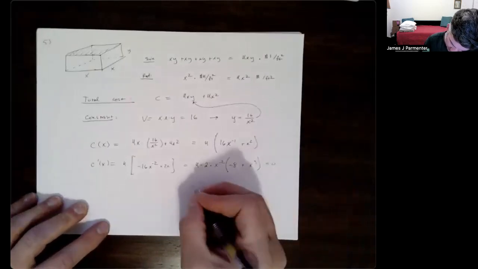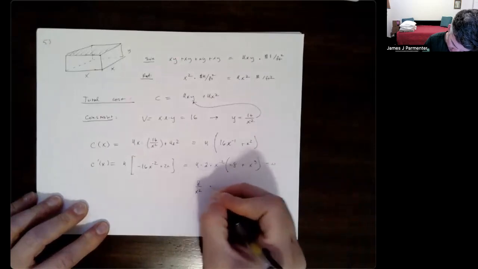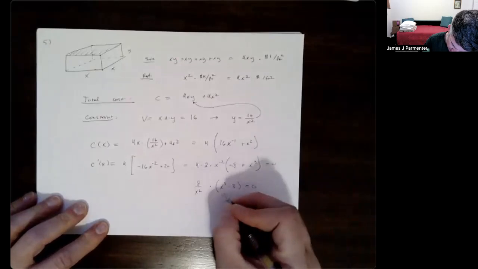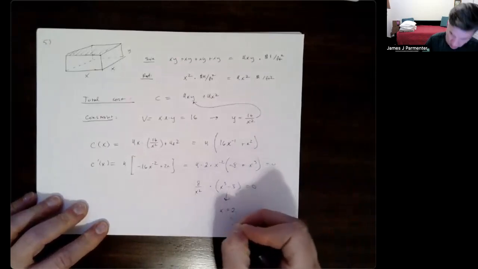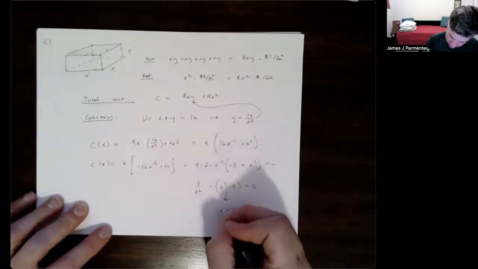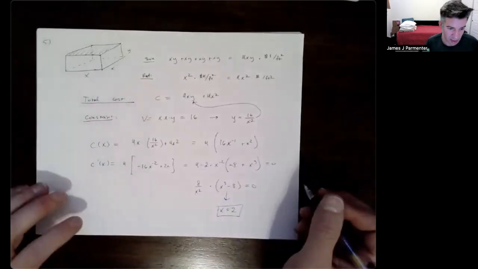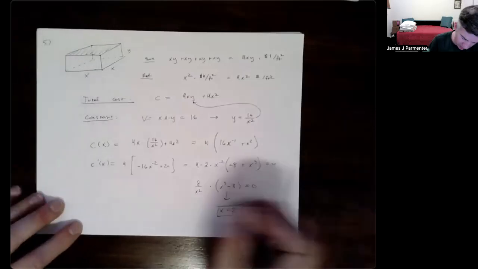We rewrite this as 8 over x squared times x cubed minus 8 equals 0. And this part here gives us x cubed equal to 8, which solves as x equal to 2. Then, depending on how you want to do this, he looks like he's doing a first derivative test kind of thing. We know that x should be greater than 0.